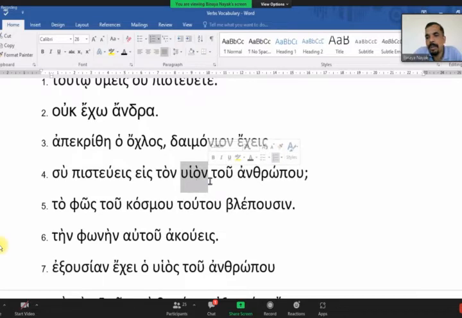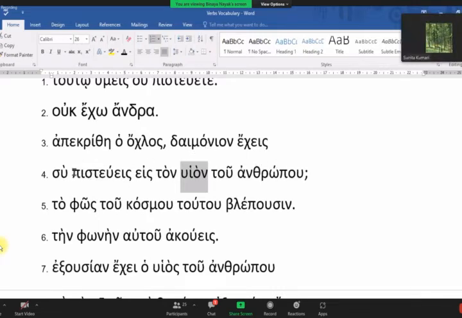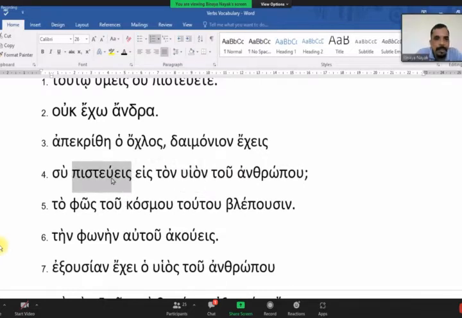Okay, so this is an article, and what is huion? Huion is a noun, and what is the lexical form? Yes. Huios. Huios means son. Okay. So anyway, let's look into the verb first. Where is the verb, Sunita? Pisteueis. Okay, just parse it for us. It is second person, singular. And the lexical form will be pisteuo. Pisteuo.